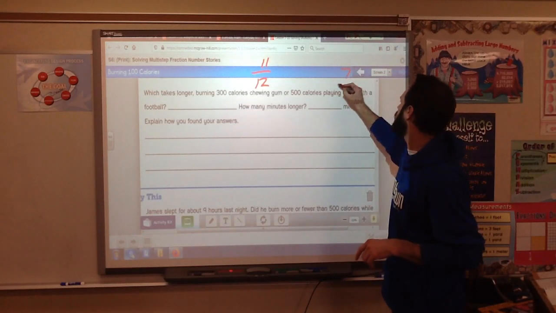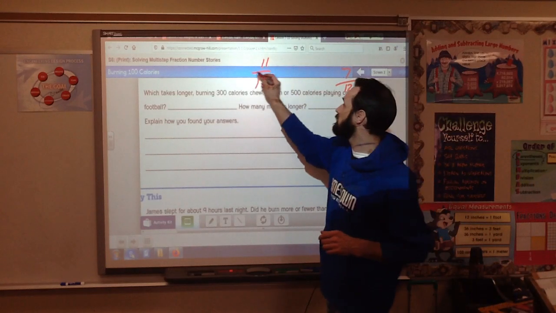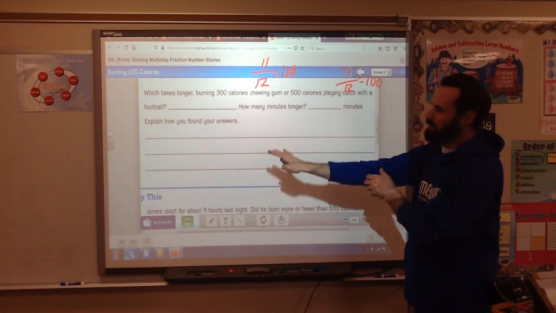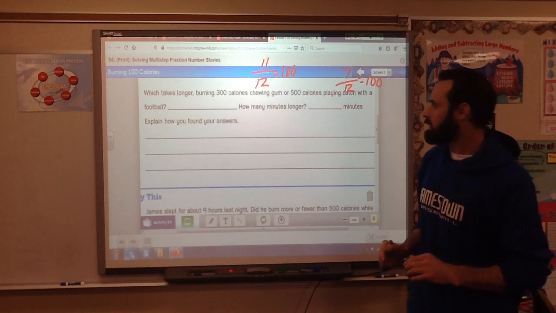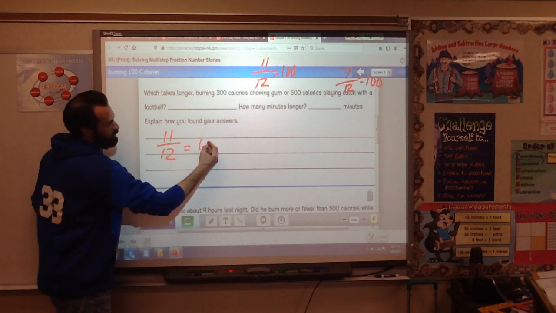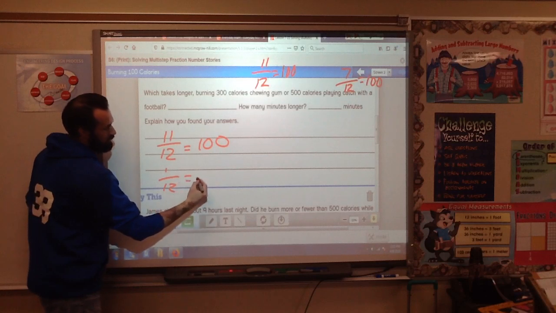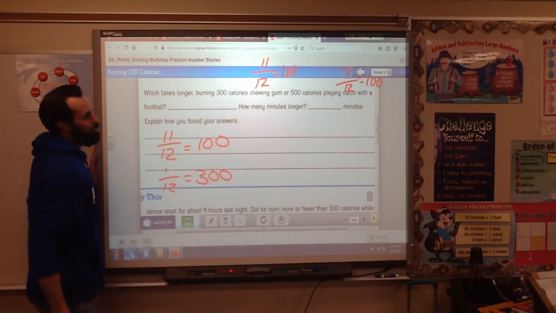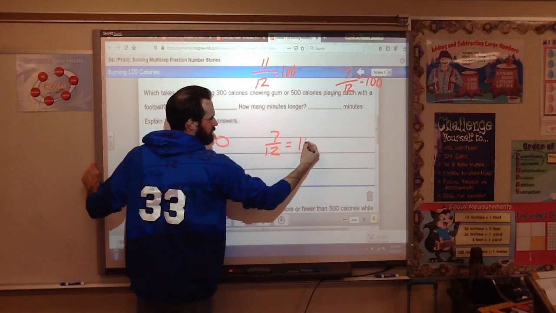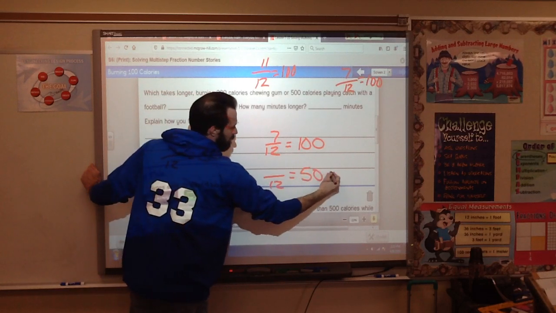takes 7/12 of an hour to burn 100. Each of these is equal to 100. So the trick here, and I'm not going to do the explain, we're just going to do the math today, is that if 11/12 equals 100, how many 12ths would equal 300? And over here, if 7/12 equals 100, how many 12ths equal 500?